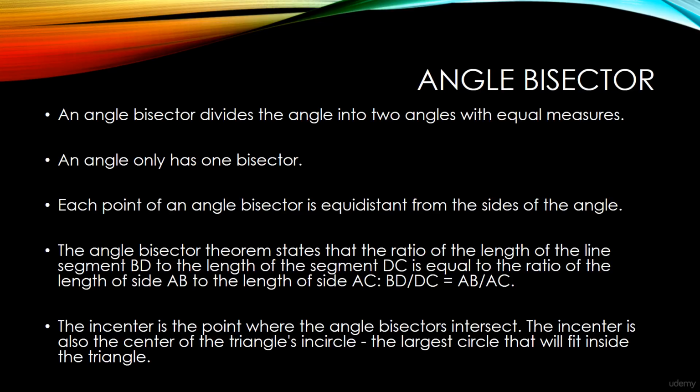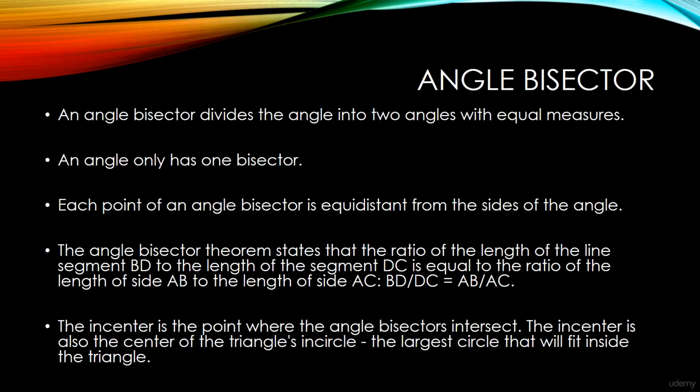Angle bisector. An angle bisector divides the angle into two angles with equal measures. An angle only has one bisector. Each point of an angle bisector is equidistant from the sides of the angle.